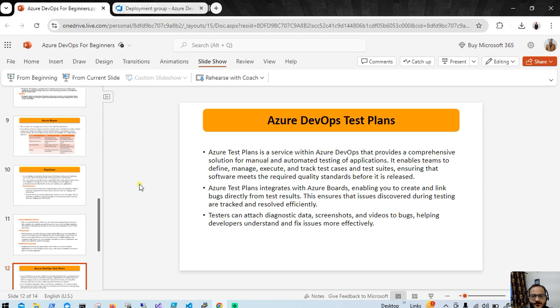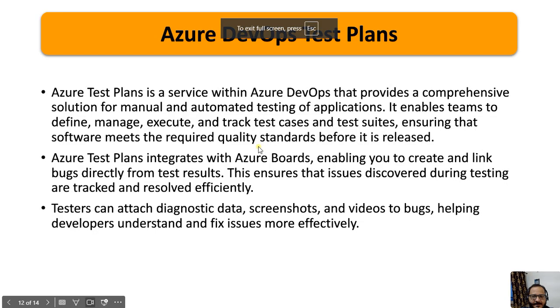Now let's quickly go to the Azure DevOps test plan. So Azure test plan is a service within Azure DevOps that provides a comprehensive solution for manual and automated testing for applications. It enables teams to define, manage, execute and track test cases and test suites, ensuring that software meets the required quality standard before it is released.